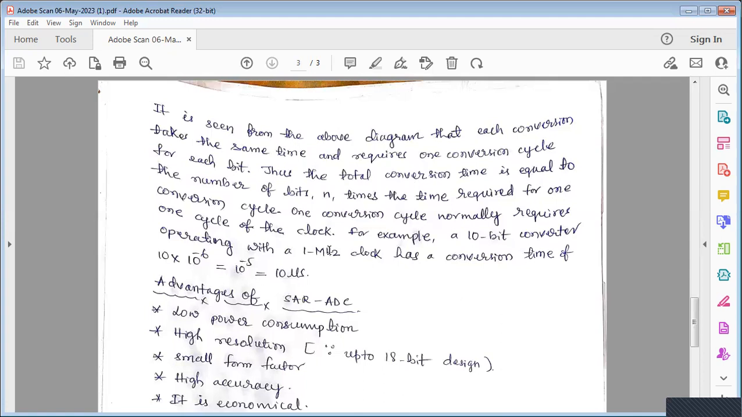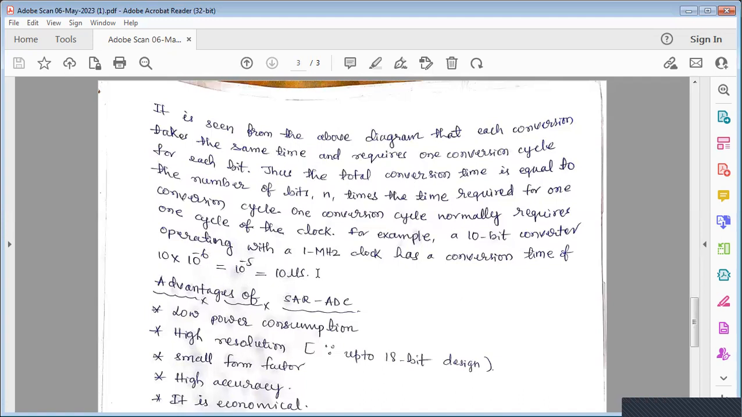So the frequency, one cycle means the time period is the reciprocal of this frequency. So that is why 1 by 10 to the power 6 becomes the time. So 10 to the power minus 6 is the time for one cycle. And so this 10 is multiplied by 10 to the power minus 6, it becomes 10 to the power minus 5. That means we can write this as 10 microsecond. So that means a 10-bit converter takes 10 microsecond to complete one cycle.